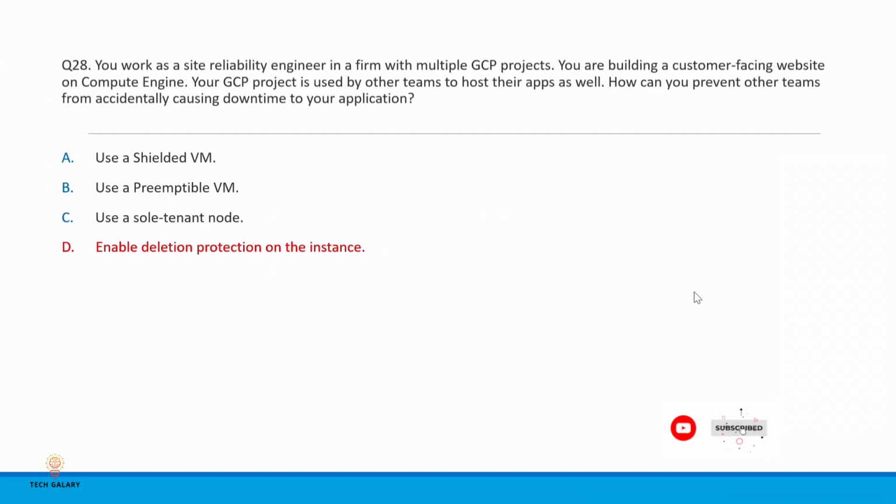Now let's take a look at option C, use a sole tenant node. Using a sole tenant node does not prevent the instance from being deleted. Now let's take a look at option D, enable deletion protection on the instance. So by enabling this option, we can protect VM instances from deletion by setting the deletion protection property on an instance resource. By setting this option, we can prevent other team members from accidentally deleting the instances, which might lead to the application downtime. So this option is the correct one.